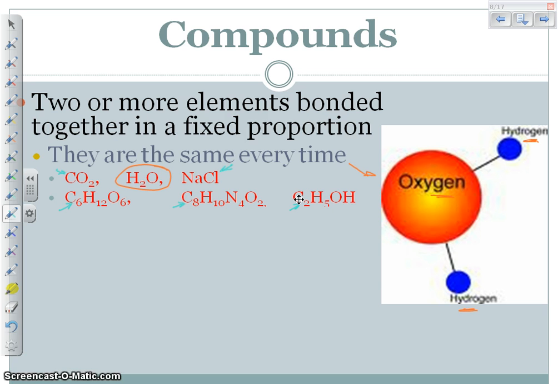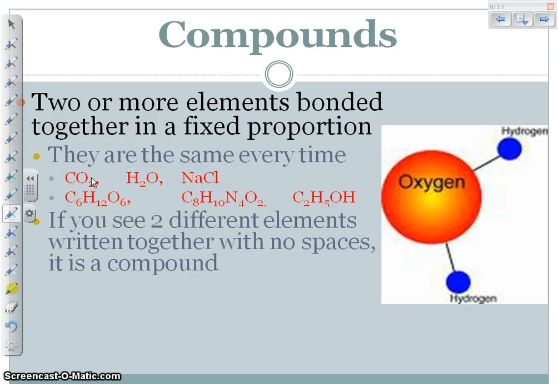Every single time you create one of these objects, carbon dioxide, salt, it will come out as the exact same proportion. So every time I have table salt, it's always going to be 1 sodium and 1 chlorine. Every time I have carbon dioxide, it's always going to be 1 carbon and 2 oxygens. So that's something to keep in mind there. If you see 2 different elements written together with no spaces, it is a compound. Notice how there's never a spacing between any of the letters.